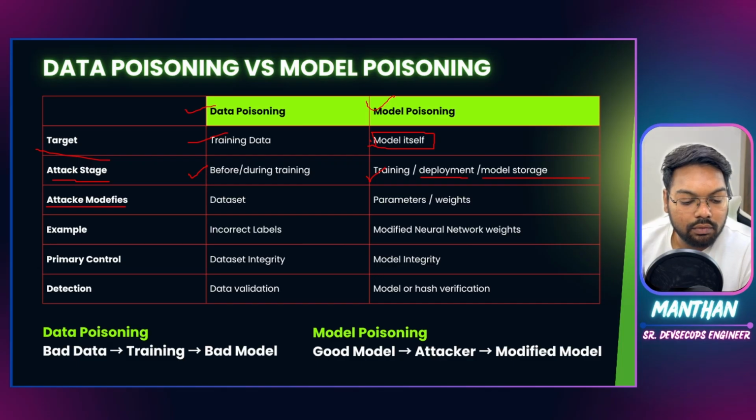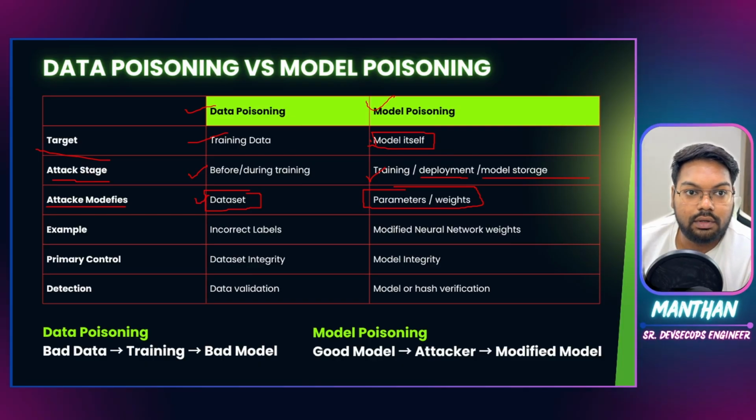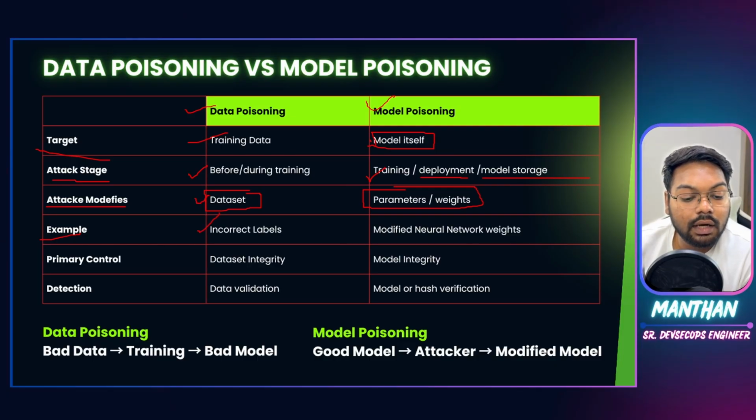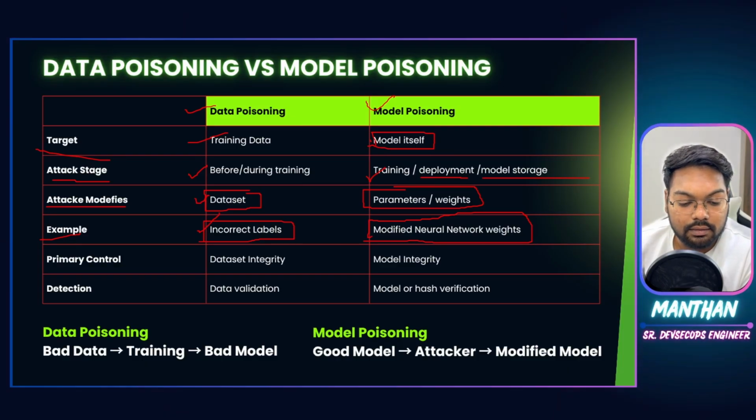What does the attacker modify? The attacker modifies the data set when we talk about data poisoning. It changes the data, and in model poisoning it changes the weights or the parameters associated with this correlated data, so that it gives you incorrect information. Next, what is an example? Incorrect labels could be attached and classified as something else, and here you could have modified neural networks and the weights associated.